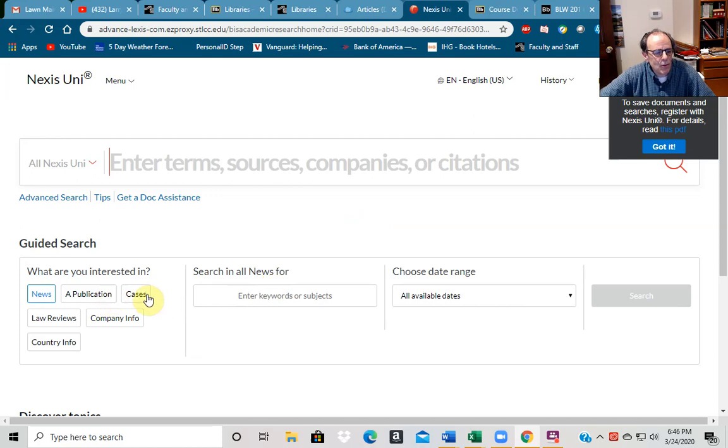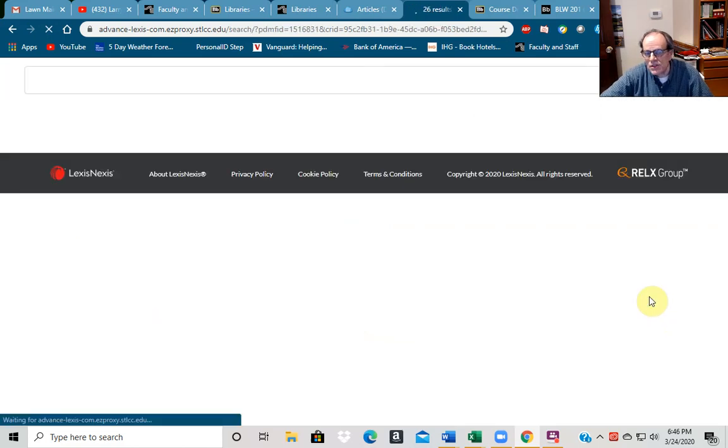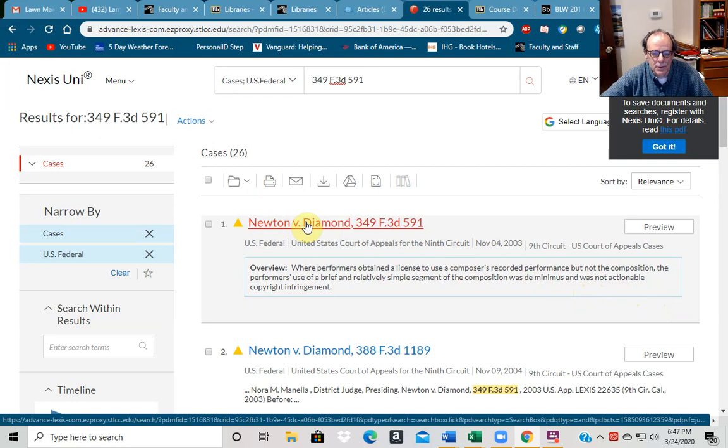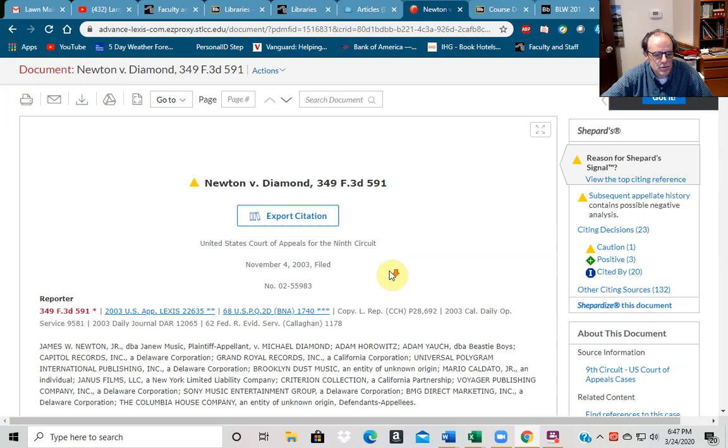All right. So we're going to do cases. The one I've hopefully copied is a federal case. And I'm going to search for it. So if yours is a state case, you're going to need that. And here it is, Newton v. Diamond. That looked like exactly what I was trying to get. The book said it was the Beastie Boys, so we'll look at whether that's true or not.